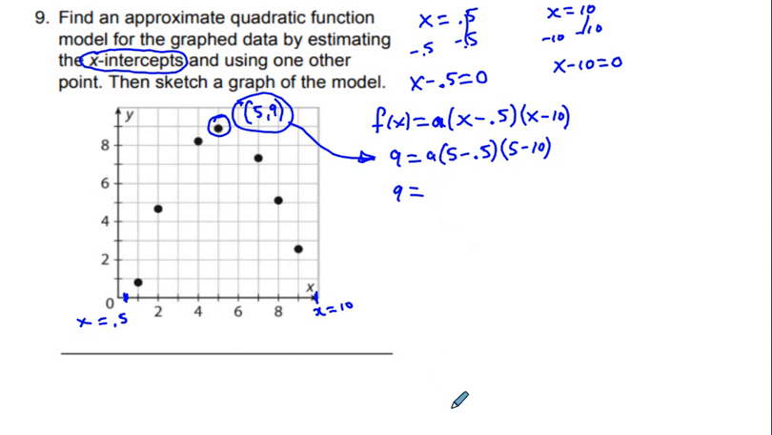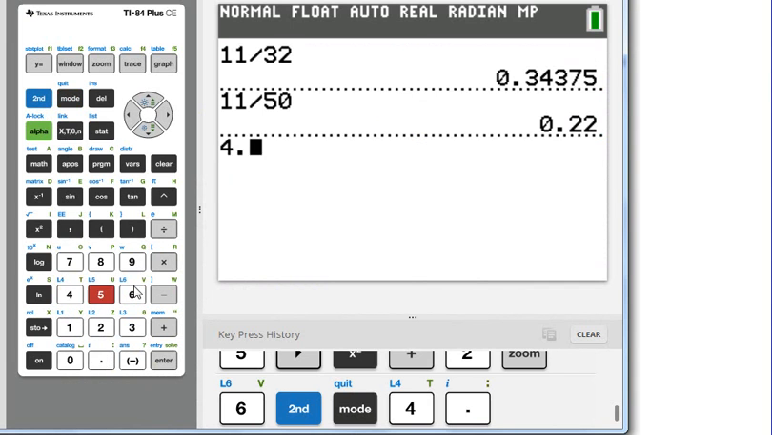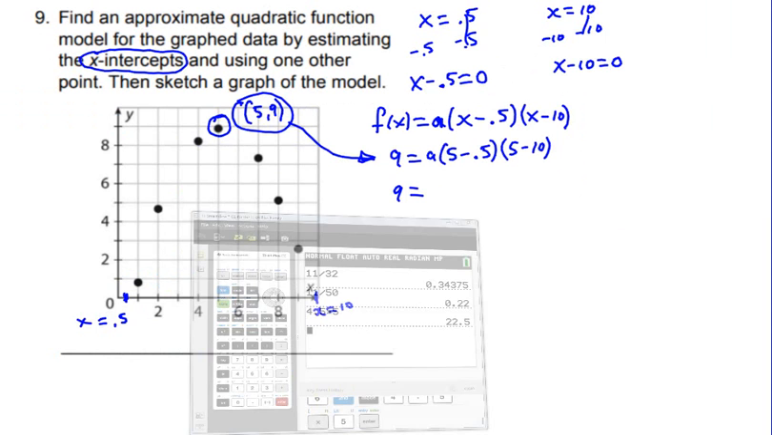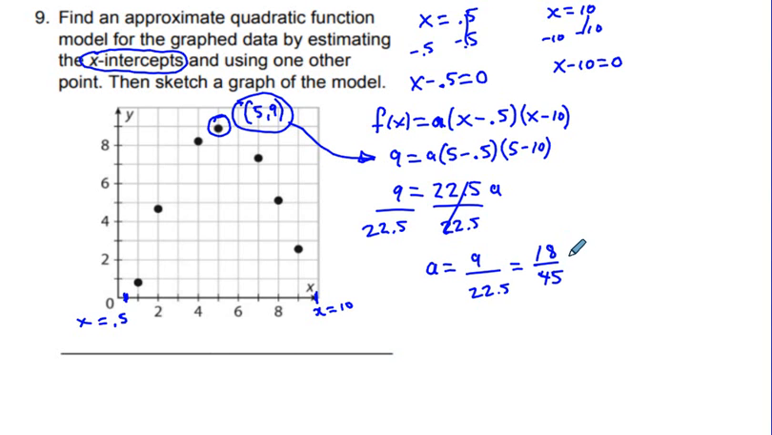So 9 is equal to, I'm going to go to the calculator, 4.5 times 5, 22.5 times a, and so if we divide by 22.5, we get a is equal to 9 over 22.5, which is the same as 18 over 45. And if we divide that by 3, let's see, we get, I think, 6/15.